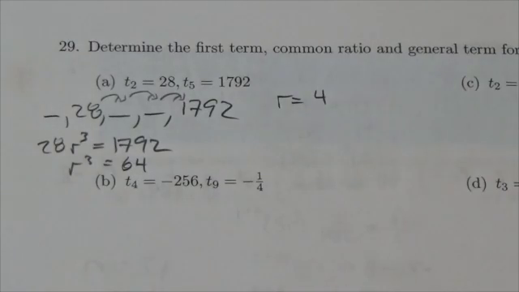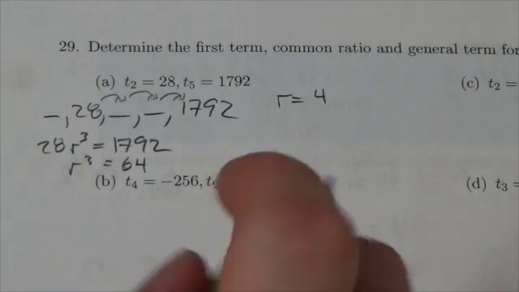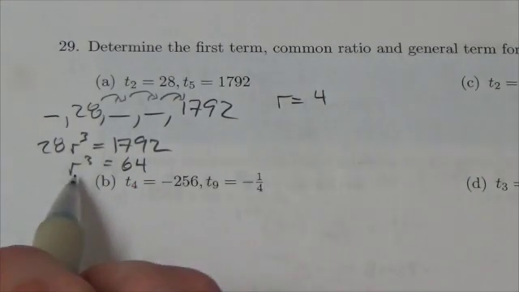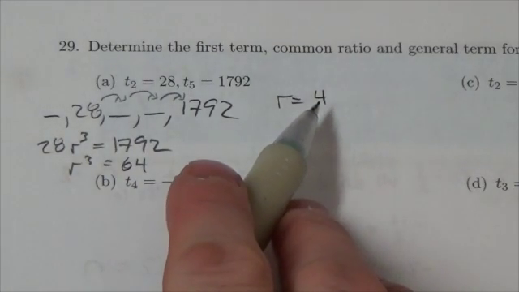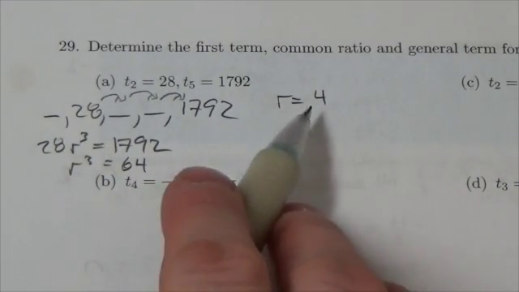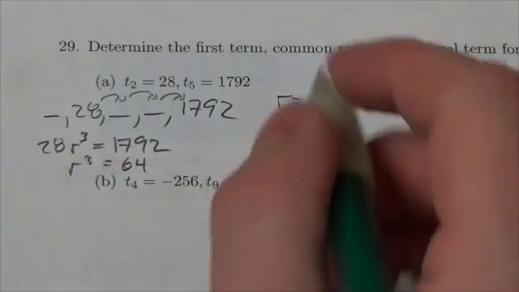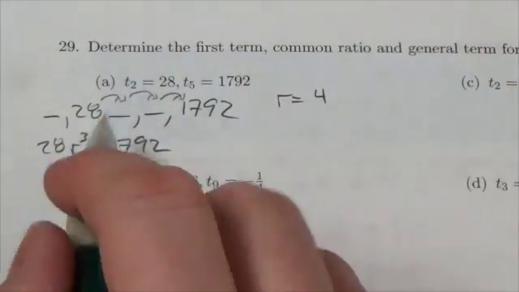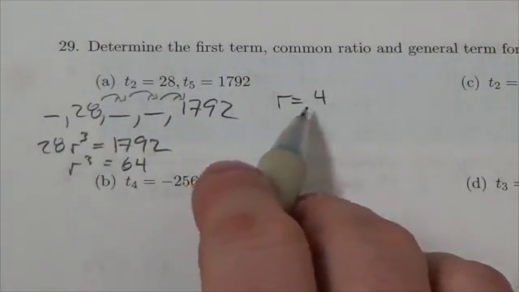Now, this isn't plus or minus 4, it's just 4. The reason I say that is because it's a cube root. So when it's an odd root index, you don't get that ambiguity, the plus or minus. So now, that's my r there.